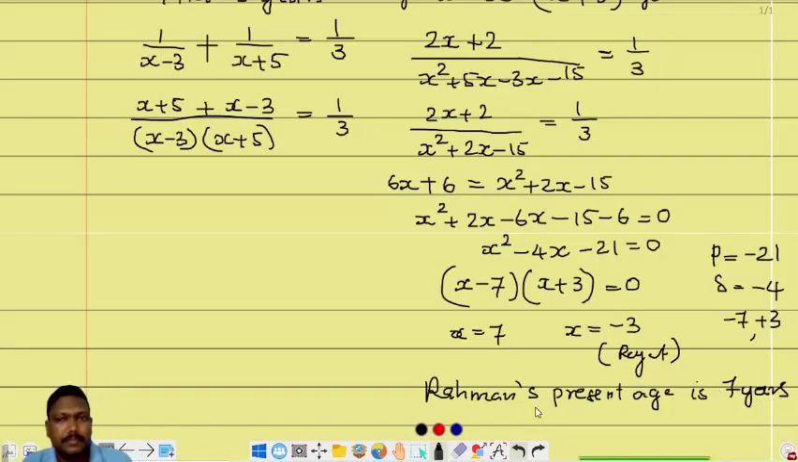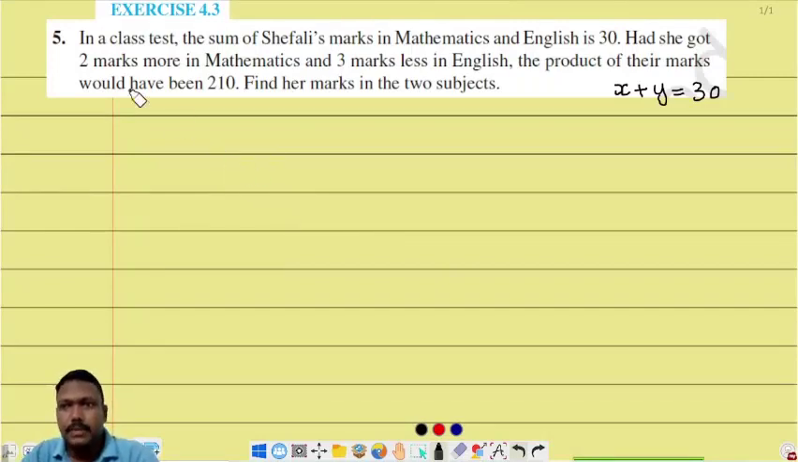Okay children, so question number 5. In a class test, the sum of Shifali's marks in maths and English is 30.